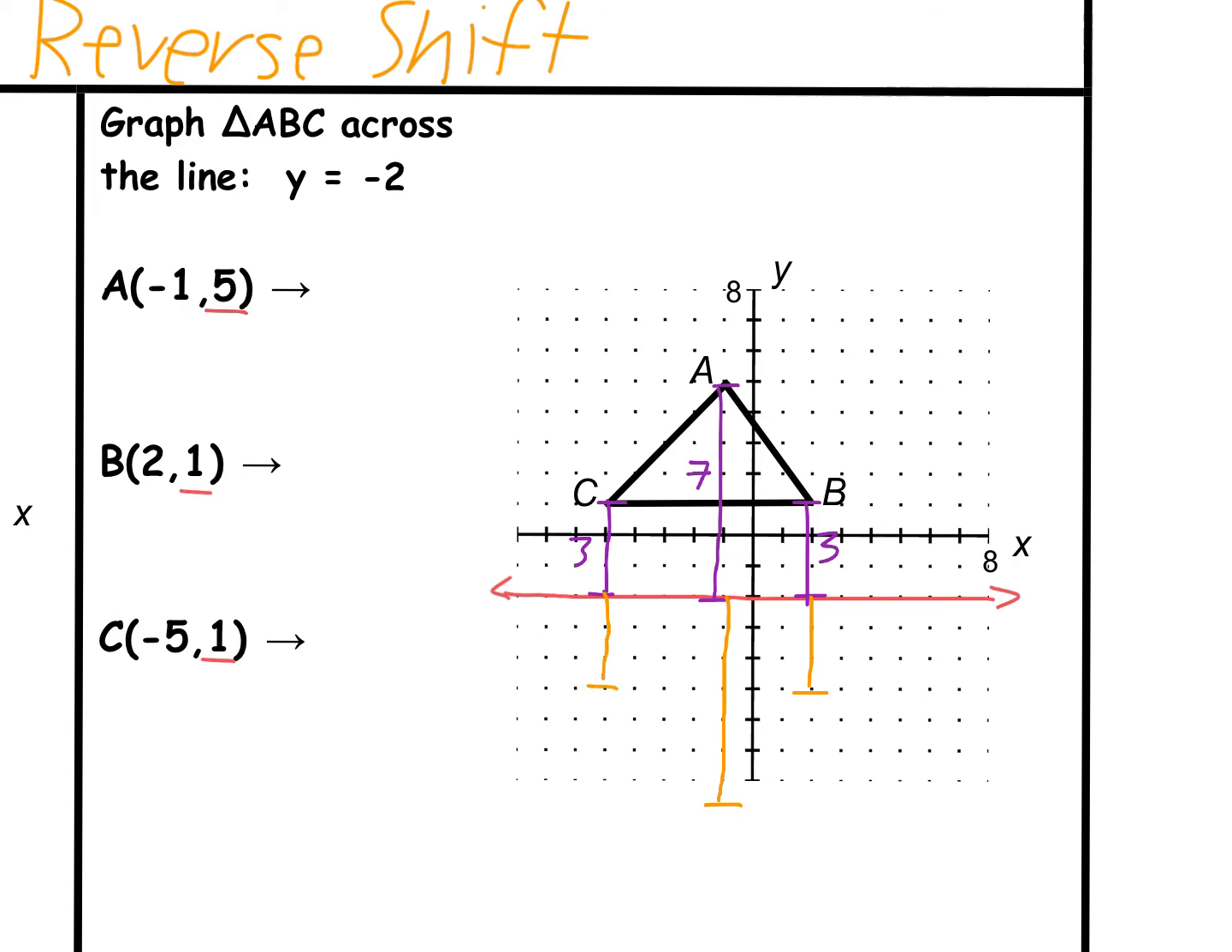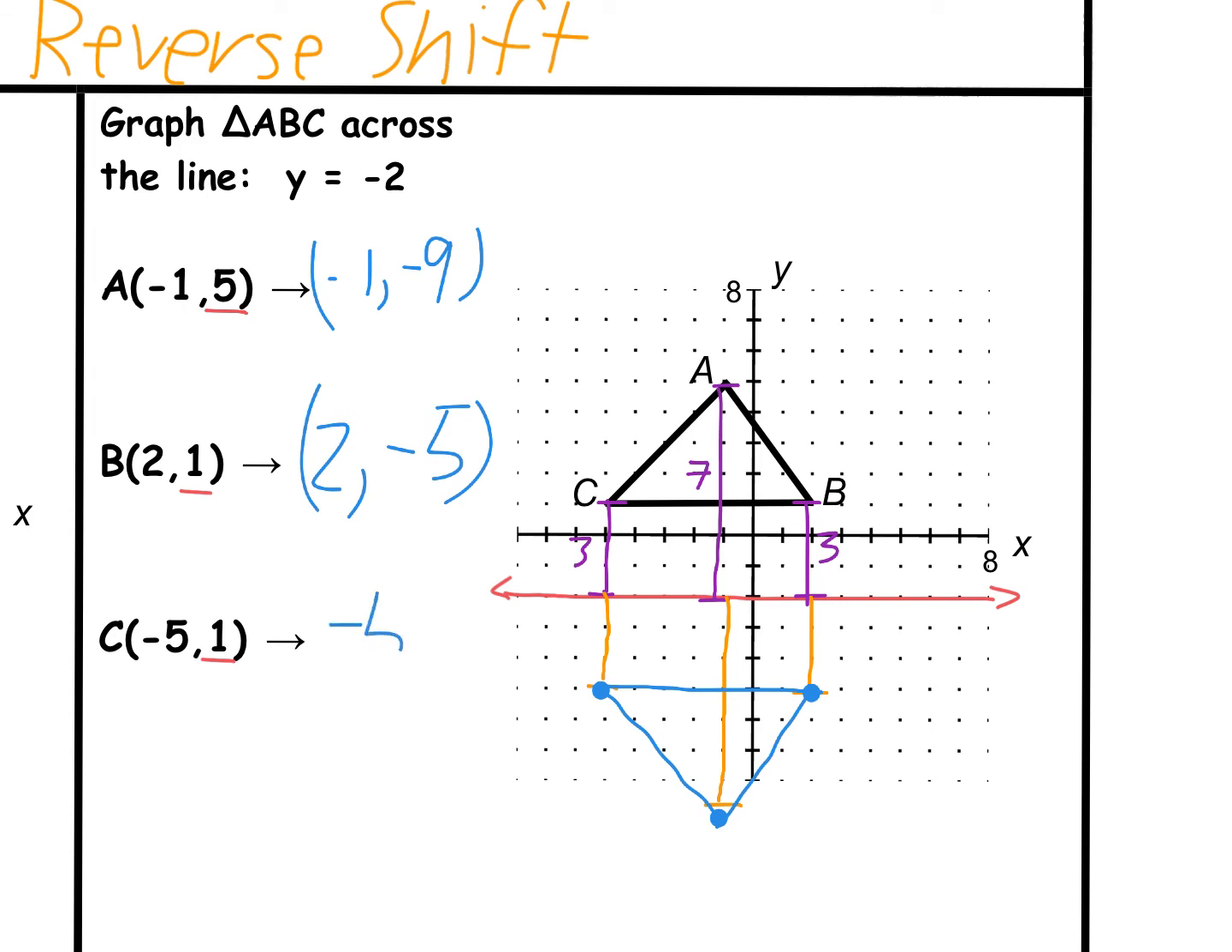Put in my blue dots. Connect them up. And we have that our new values are -1, -9. Our 2, 1 became 2, -5. And my C became -5, -5.